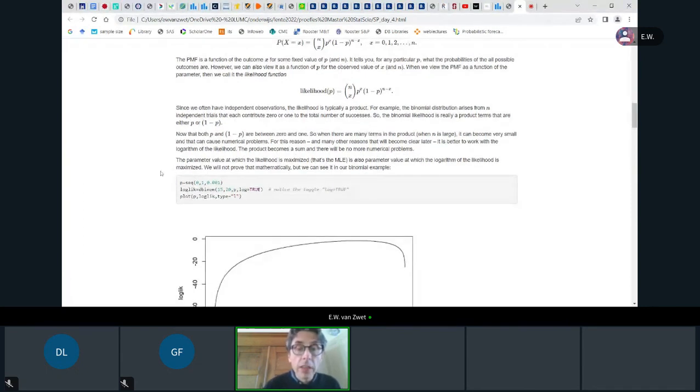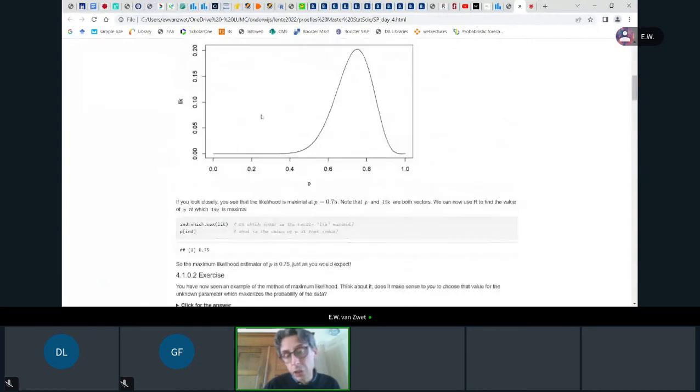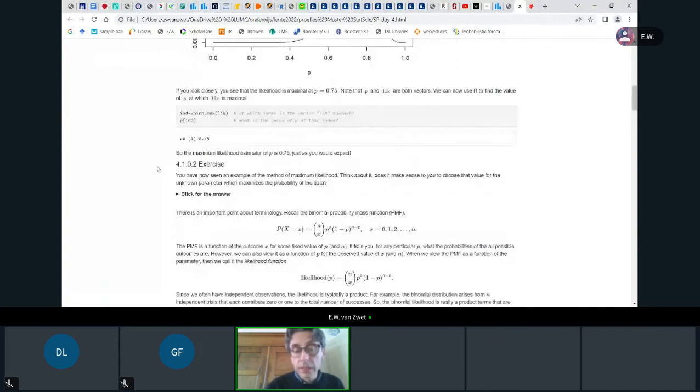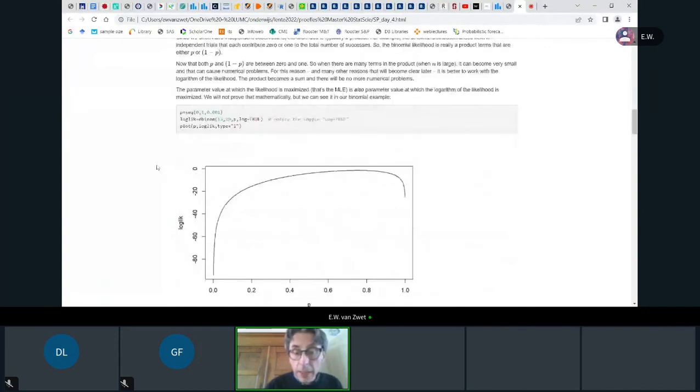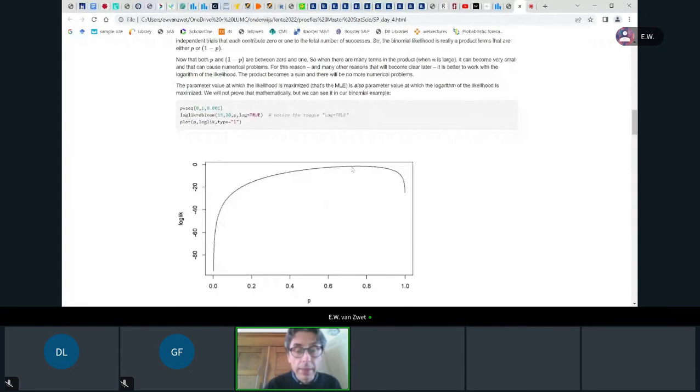So here's the likelihood function. It looks a little bit like a skewed bell curve. It's not a bell curve. It's a little bit skewed, as you can see. And here's the logarithm of that same function. It still has a maximum at 0.75. But it looks a little bit, well, like this.